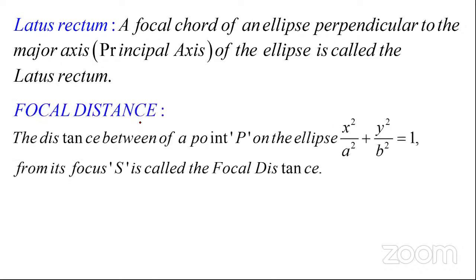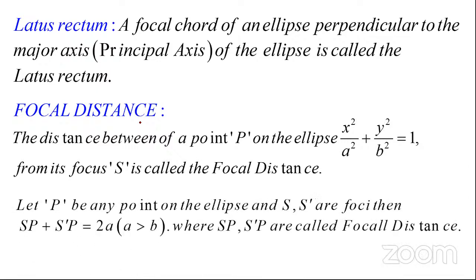Now, focal distance. This is important. The distance of a point P on the ellipse x square by a square plus y square by b square equal to 1 from its focus S is called the focal distance, that is, the distance between S and P. Next, let P be any point on the ellipse and S and S dash the foci, then SP plus S dash P equal to 2a, where a is greater than b. SP and S dash P are called the focal distances.